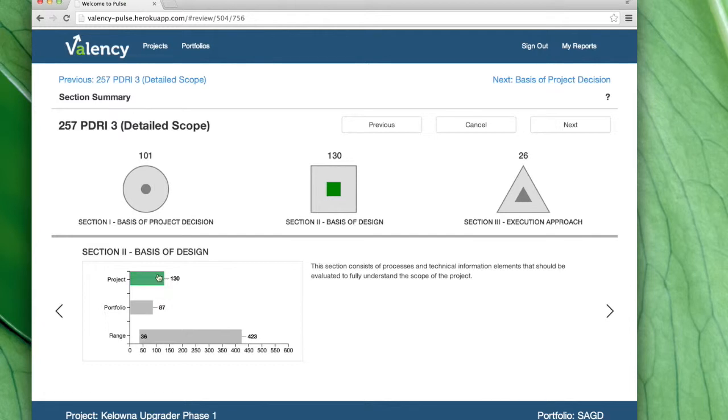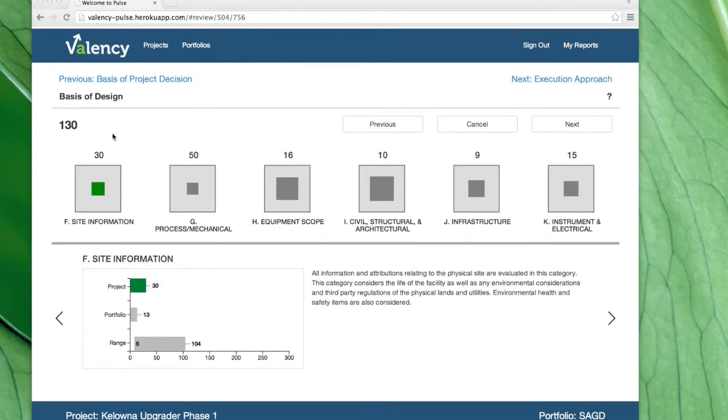Let's drill down in the basis of design to better understand where the undefined scope resides. The category page uses the same visual indicators to help stakeholders quickly identify those categories that represent the most amount of risk using the score displayed along the top. Here, site information and process and mechanical represent the most amount of risk within the basis of design.